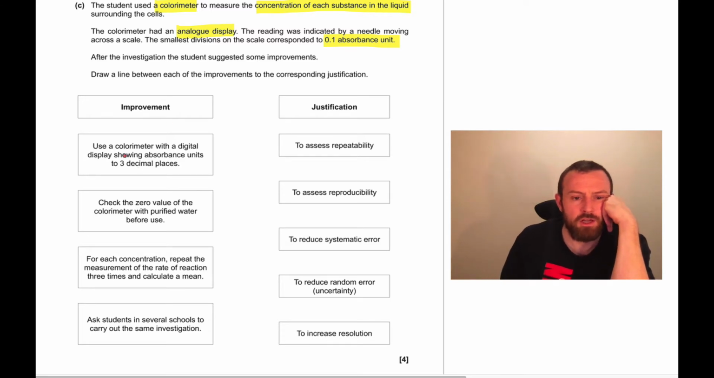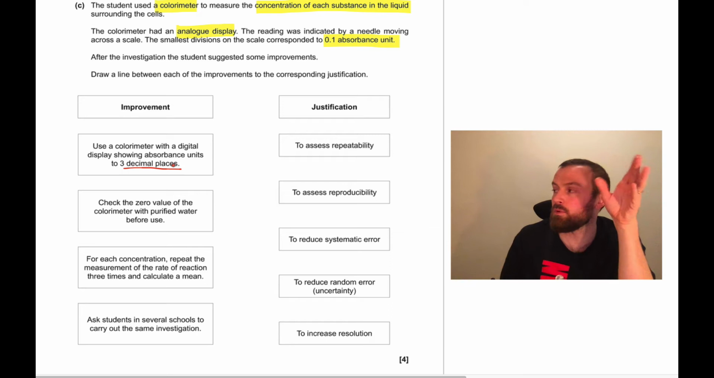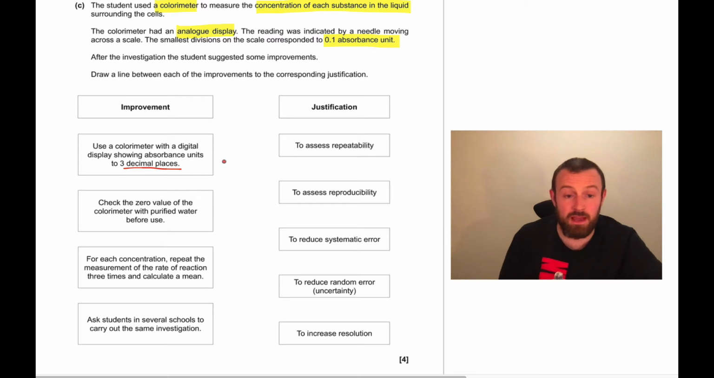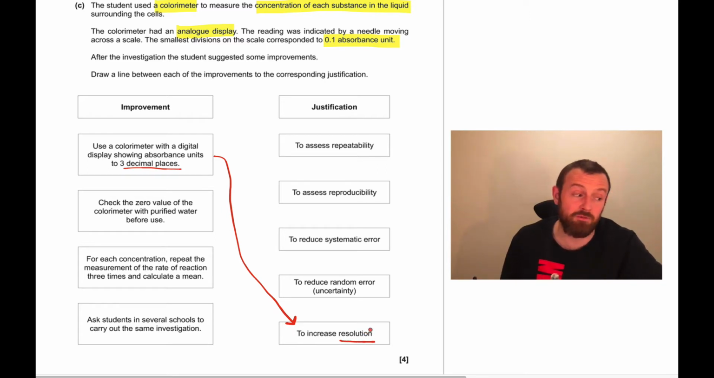Colorimeter with a digital display, 3 decimal places. So that is talking about resolution. The number of decimal places that your measuring instrument can run to is the resolution. So that one goes straight down to here, resolution. You need to learn the definition for resolution. It's basically to do with the decimal places of your measuring device.